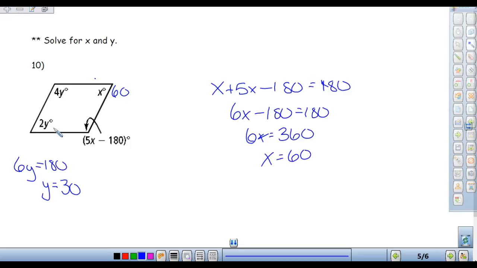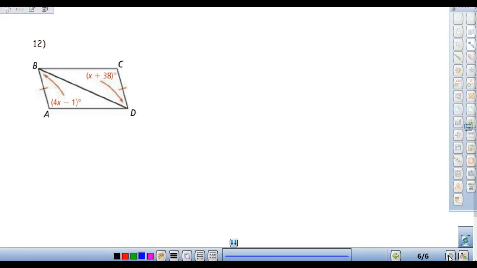Okay. For some reason, 10 and 11 are the exact same problem. Huh? What do you mean, how would I write it? I could go 2y equals 60. The opposite angles are congruent. Okay, but this way was just fine. Okay, 10 and 11 are the same, so we're going to skip 11. I'm not going to make you do it a second time.